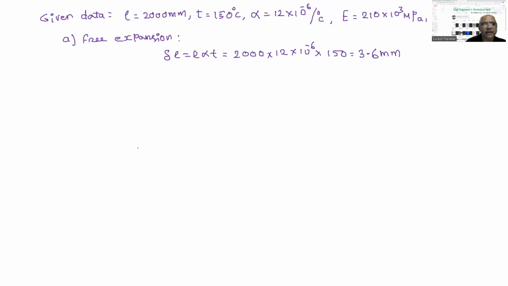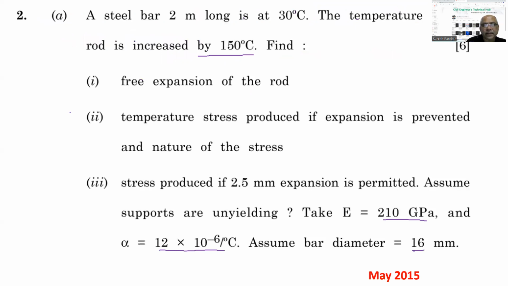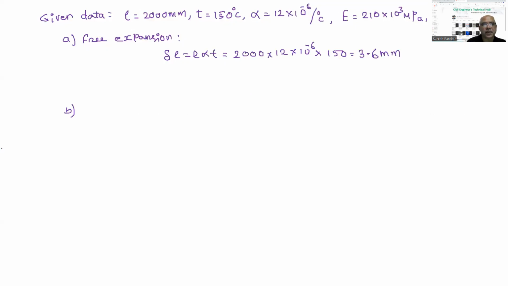Now part B, we have the question: what is the temperature stress produced if it is prevented from expansion? So prevented from expansion. So we have to find the stress, and we have the formula sigma equal to alpha T E.